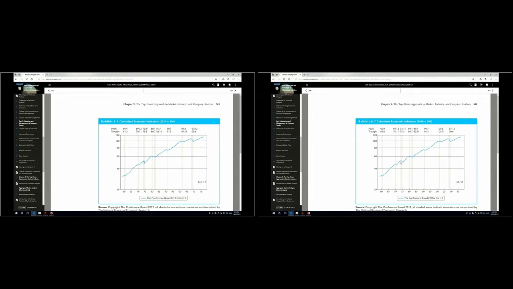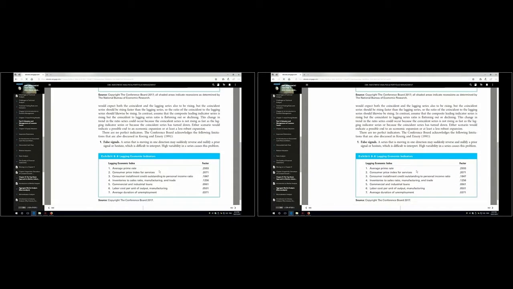Then there are lagging indicators. So you can see, coincident indicators are with the business cycle. The business cycle is captured by these recessions. They move in tandem with the business cycle. Then there are lagging indicators.